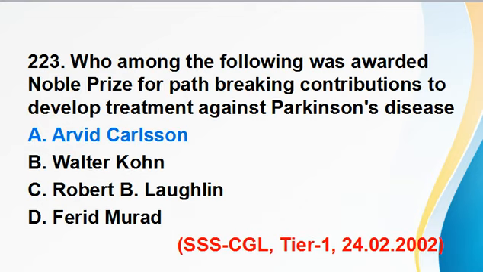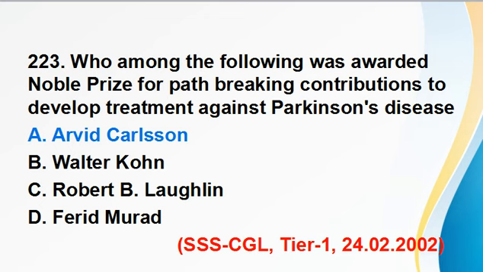Now question number 223. Who among the following was awarded the Nobel Prize for path-breaking contribution to develop treatment against Parkinson's disease? A. Arvid Carlson, B. Walter Cohn, C. Robert B. Loughlin, and D. Farid Murad. So answer A is correct. Arvid Carlsson was the person who won the Nobel Prize in Physiology or Medicine in 2000. And what did he do?